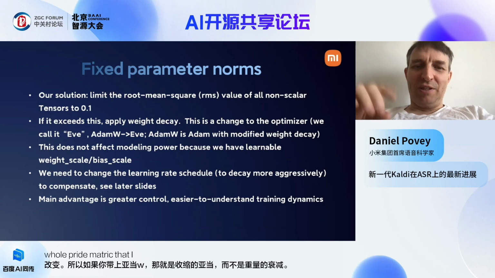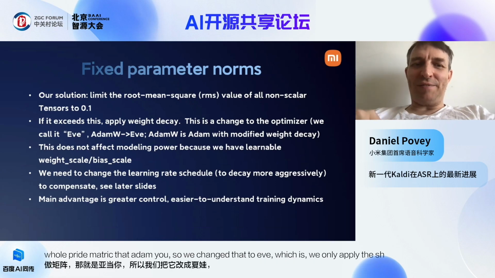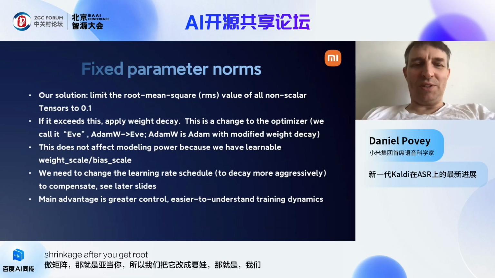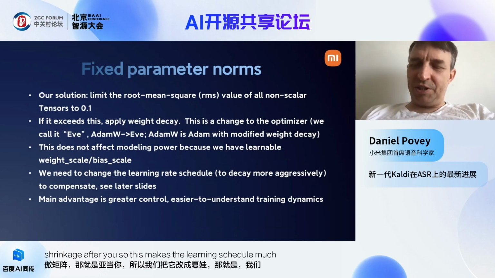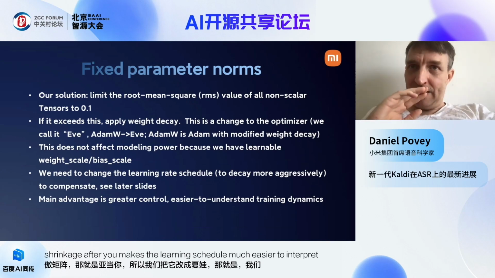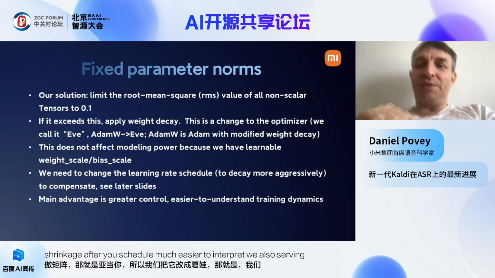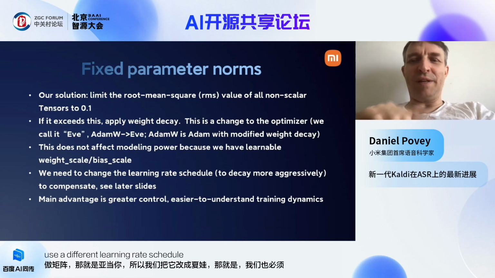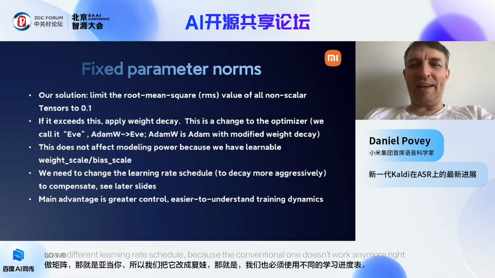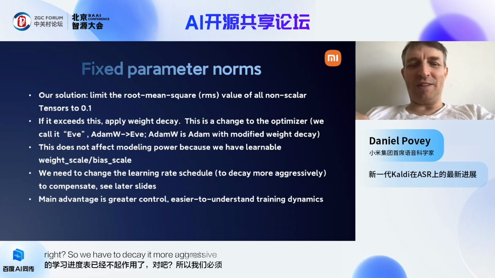That's AdamW. So we change that to Eve, which is we only apply the shrinkage after the root mean square gets more than 0.1. So this makes the learning schedule much easier to interpret. But we also have to use a different learning rate schedule because the conventional one doesn't work anymore, right? So we have to decay it more aggressively for large T.